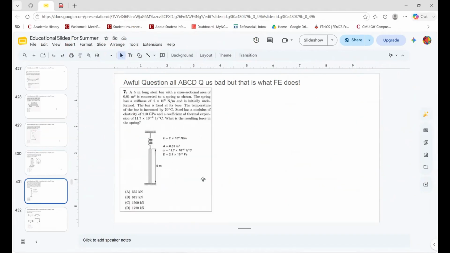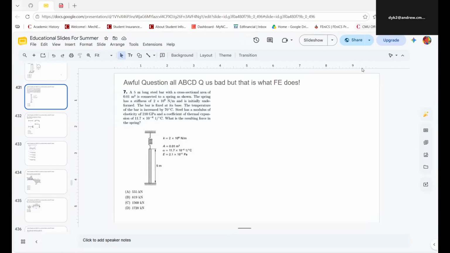All right, a 5-meter long steel bar with a cross-section area of 0.01 meters cubed is connected to a spring as shown. The spring has a stiffness of 2 times 10 to the 8, and an initial undeformed length. The bar is fixed at its base. The temperature of the bar is increased by 70 Celsius. The steel has a modulus of elasticity of 210 gigapascals and a coefficient of thermal expansion of 11.7 times 10 to the negative 6, 1 over Celsius. What is the resulting force in the spring?